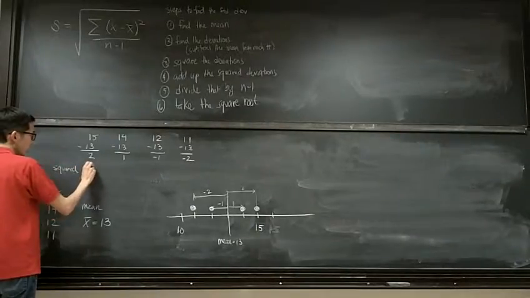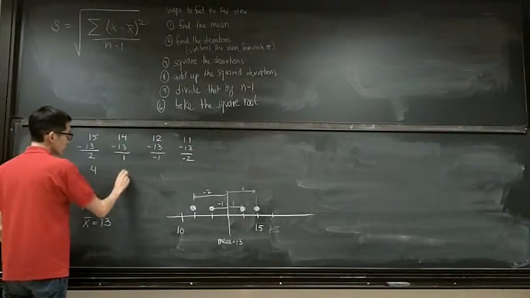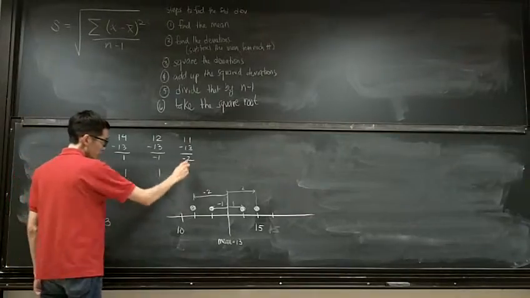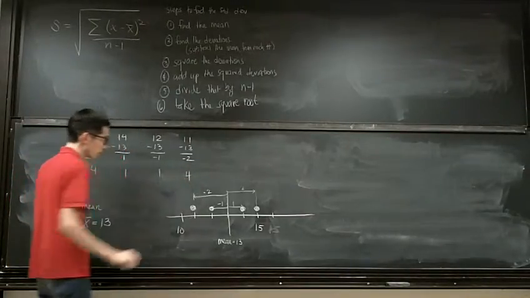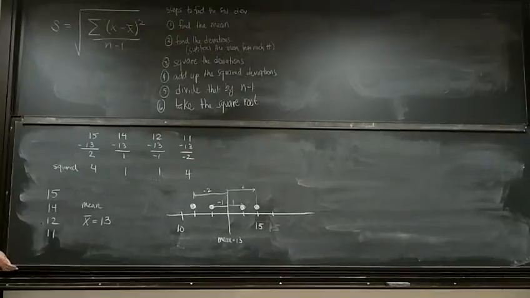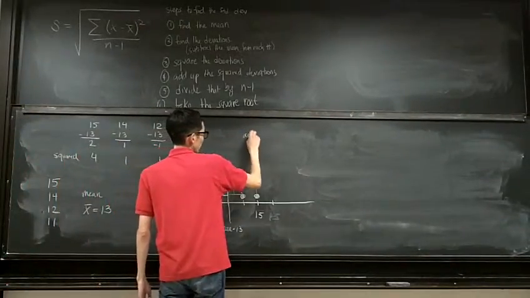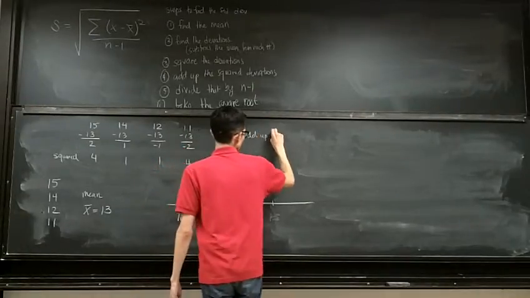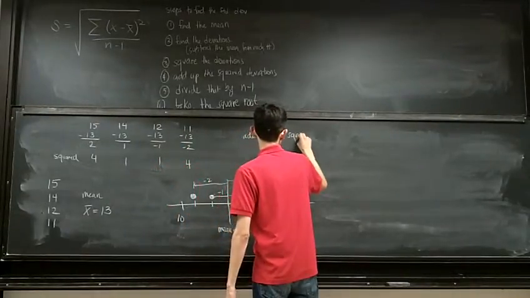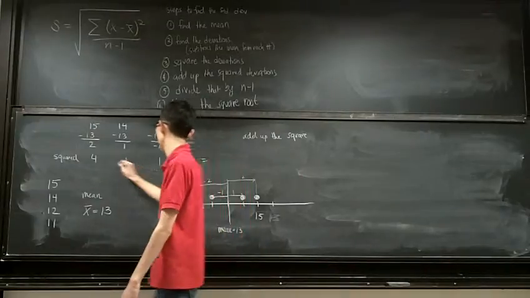So what is 2 squared? 4. 1 squared? 1. Negative 1 squared? 1. Negative 2 squared? 4. Okay. We add these up. Add up the squares. So what do we get? We add all of these numbers up.